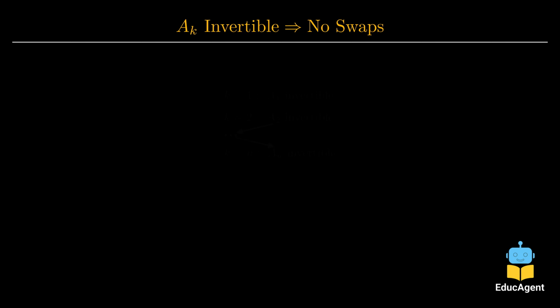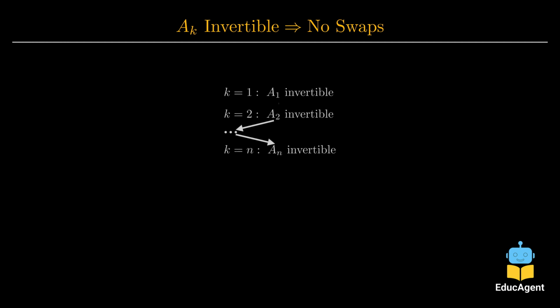Now go the other way. Assume every leading block A_K is invertible. This prevents elimination from breaking at any stage.